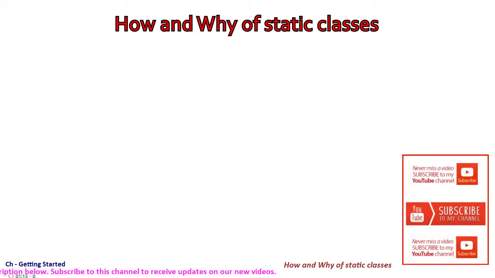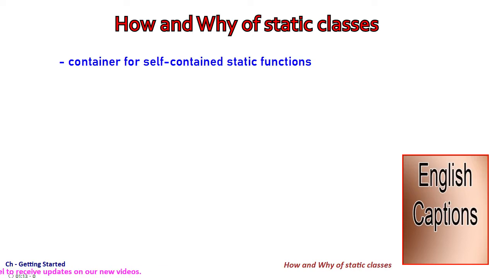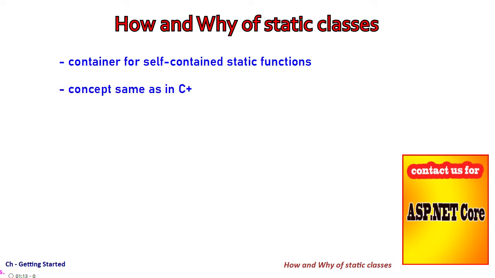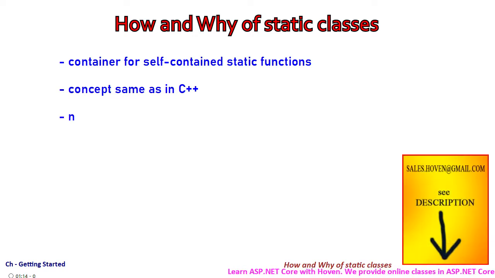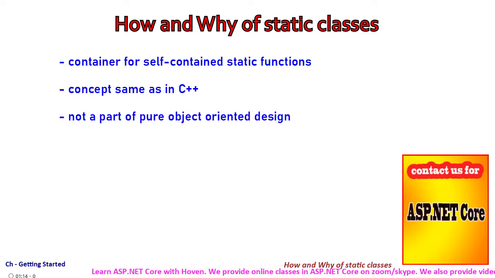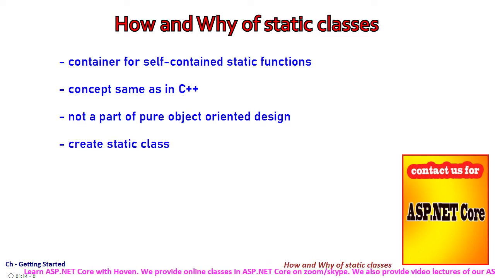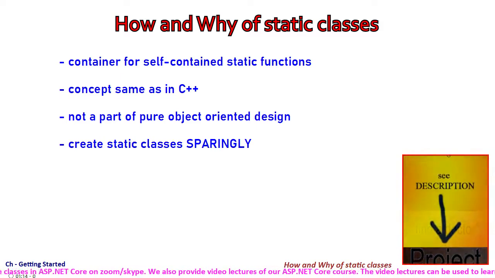A static class is a container for self-contained static functions that just operate on the input parameters. The concept of a static class and static members is essentially the same as in other object-oriented languages like C++ and Java. Static classes provide simplicity, but they are not a part of the pure object-oriented design. The general guidelines are to use static classes only sparingly in your projects, whenever it is absolutely necessary.